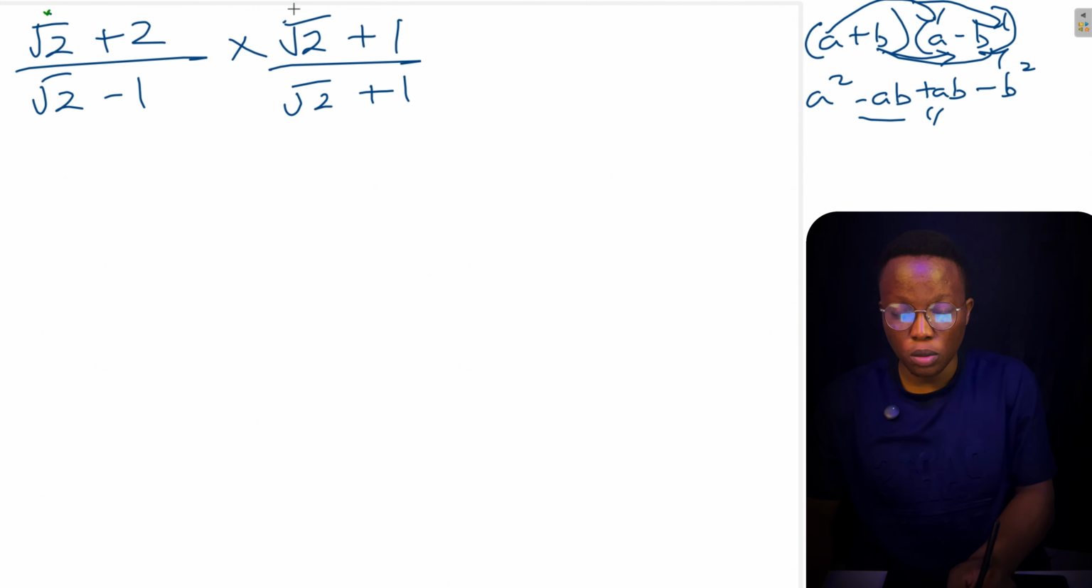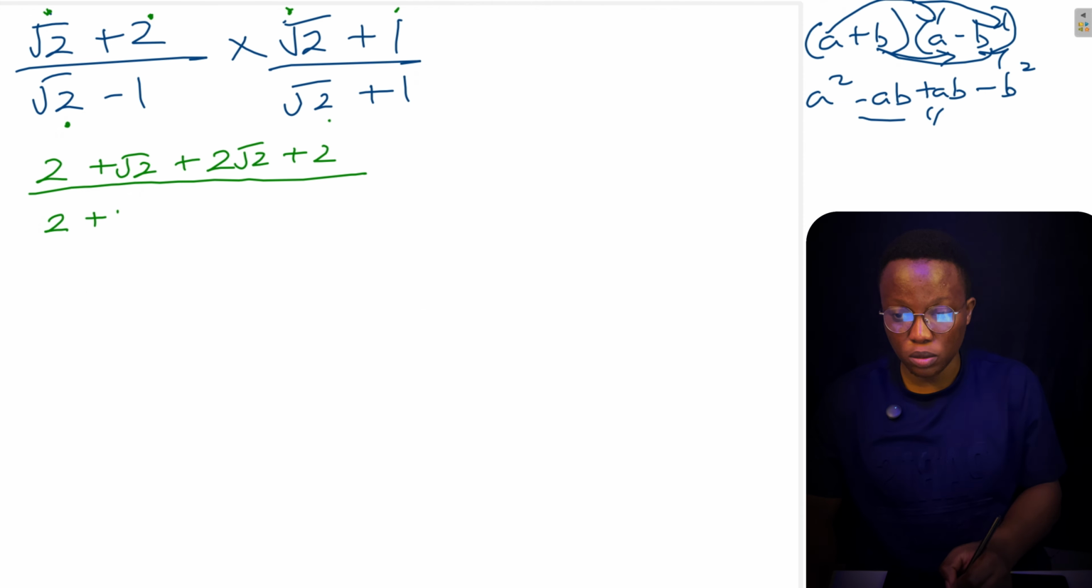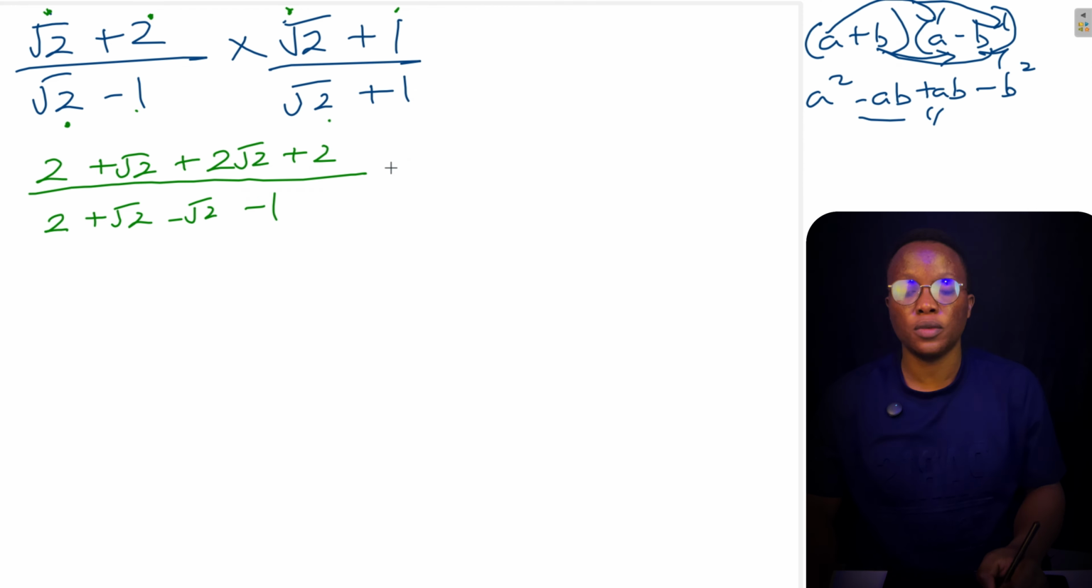So we're saying root 2 multiplied by root 2. That will give us 2. Root 2 multiplied by 1. That will give us root 2. Anything multiplied by 1 is the same thing, right? Root 2 multiplied by 2. That will give you plus 2 root 2. And then 2 times 1, that's 2. For the denominator, root 2 multiplied by root 2 will give us 2 also. Root 2 multiplied by 1, that's plus root 2. Negative 1 multiplied by root 2, that's negative root 2. Negative 1 times plus 1, that's minus 1.